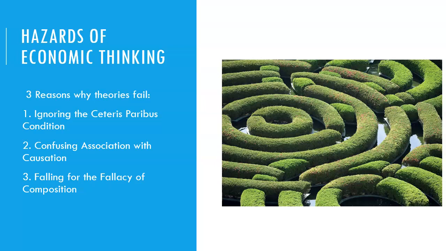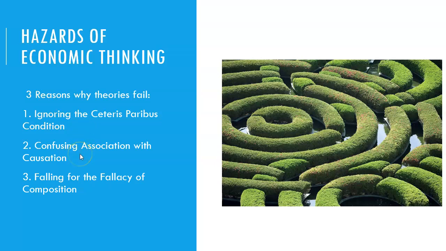The last thing we did in video 2 was discuss what a theory is, and now we're moving on to the hazards of economic thinking. There are 3 reasons why a theory fails. They are ignoring the Ceteris Paribus condition. Ceteris Paribus is what a lot of people say, but I'd also like you to know that it is actually pronounced differently in Latin, but let's just say Ceteris Paribus. So when people ignore that, that's one reason.